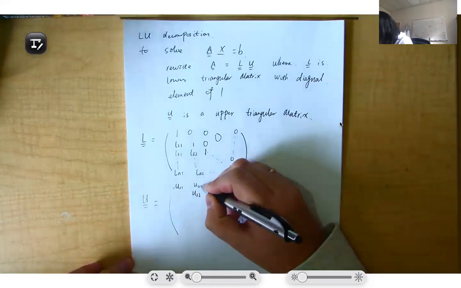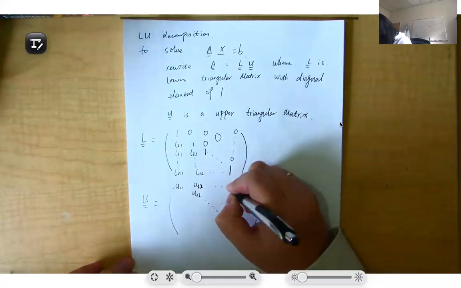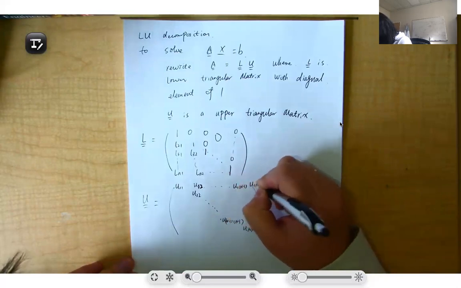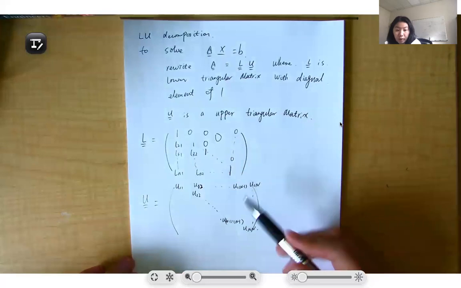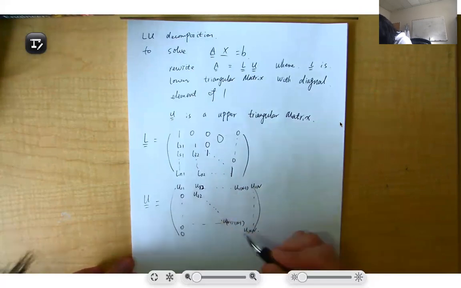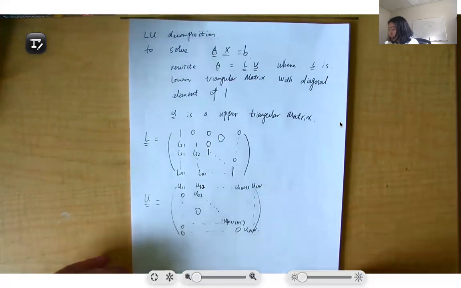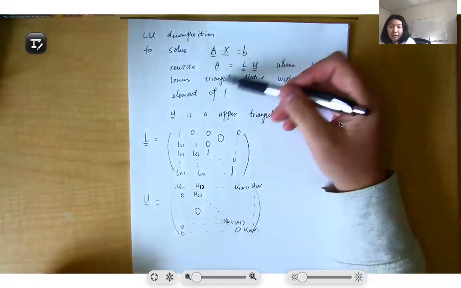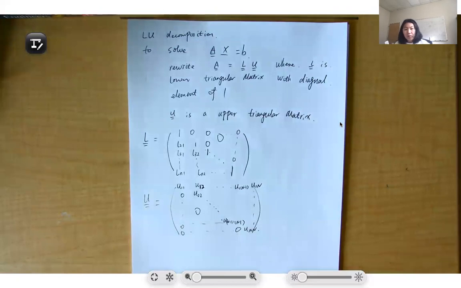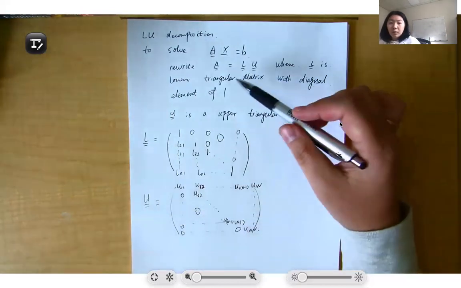There will be U12 and U1(n-1), U1n, until Unn. All the lower parts will be 0. So this is the LU, and the LU product will be A. Later we will talk about how we can solve for L and U in order to get LU equals A.